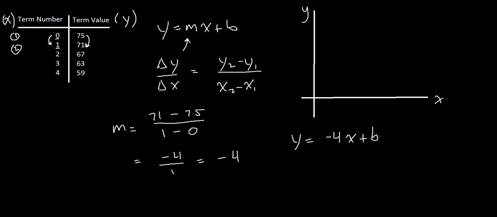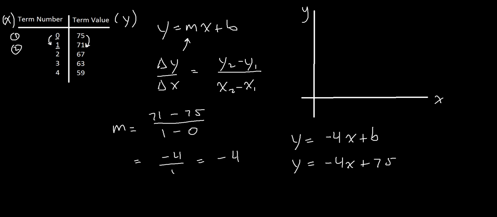Now what does b represent? b represents the y-intercept, so the value of the function when x equals 0. In this case, you're actually given it in your table of values. When x equals 0, y equals 75. So this one's a pretty simple one. It's negative 4x, and then your b value would be 75, the y-intercept.